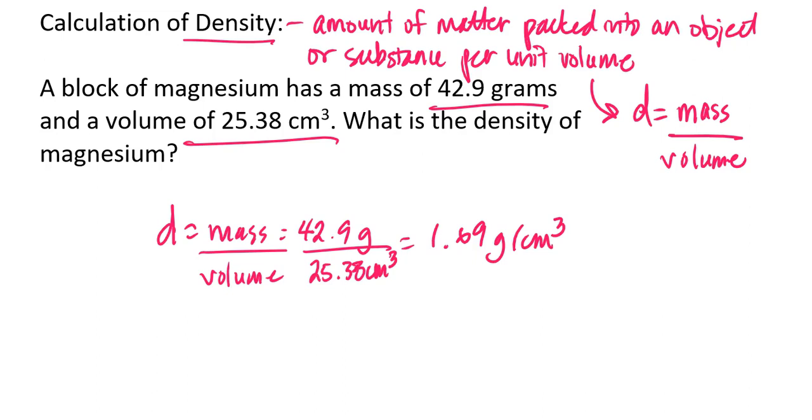Now, density ends up being important because usually it's possible to identify a sample of matter partly based on its density. So if I happen to have a block of metal and I'm not sure what it is, but I'm able to measure its mass and its volume and calculate its density, and I end up with a density value of 1.69 grams per centimeter cubed, then that implies that perhaps the metal might be magnesium. And so that's how density is used in the chemical laboratory.